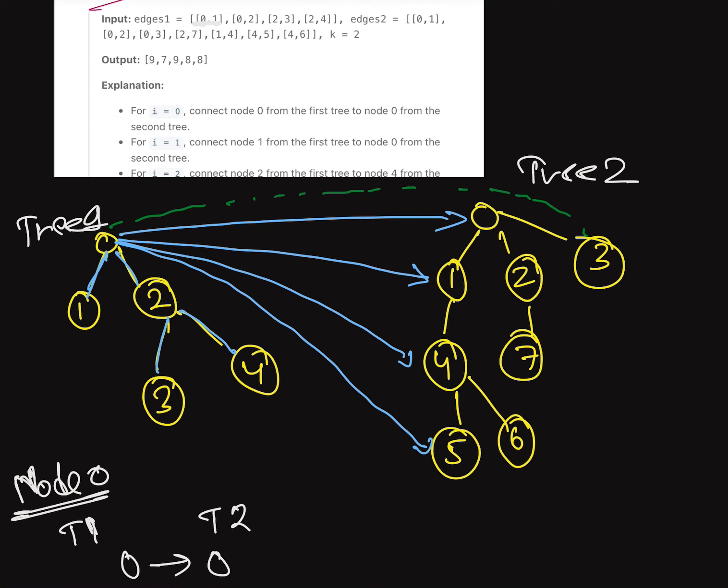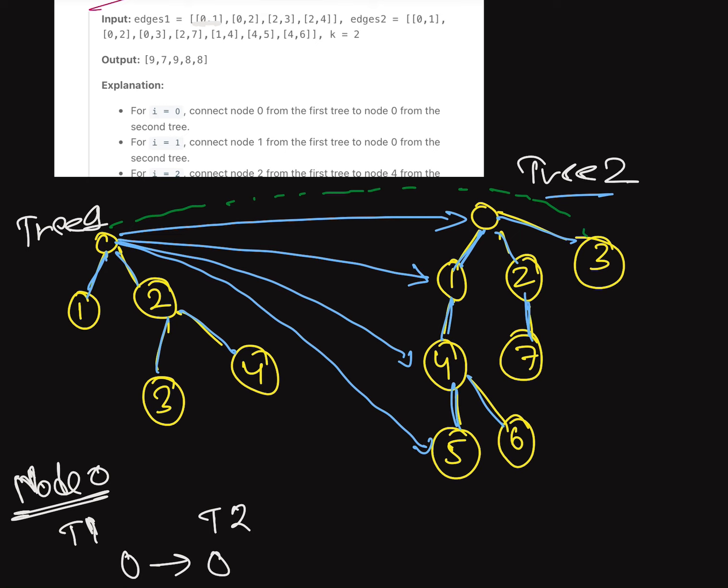Similarly for tree 2, there is an edge between 0 and 1. Then 0 to 2. Then 0 to 3. Then 2 to 7. Then 1 to 4. Then 4 to 5. Then 4 to 6. Got it?